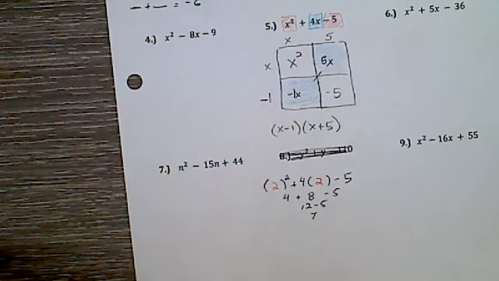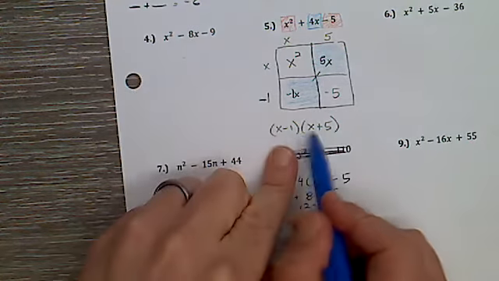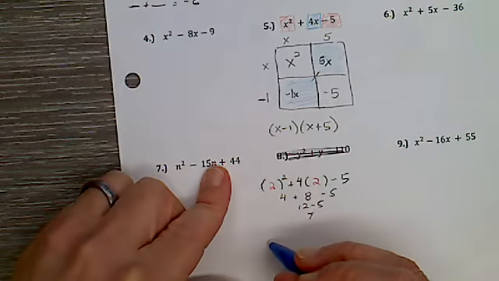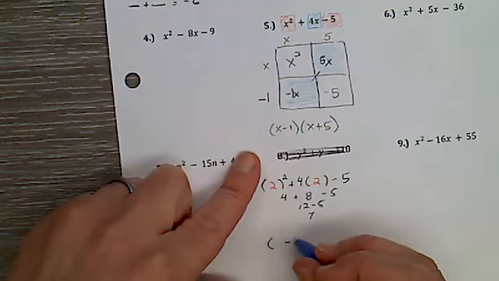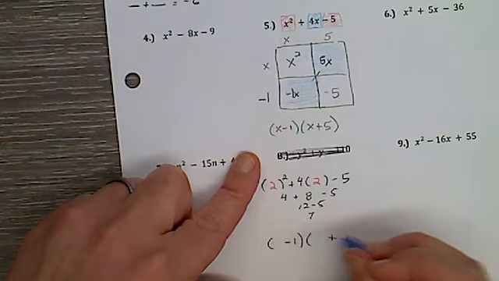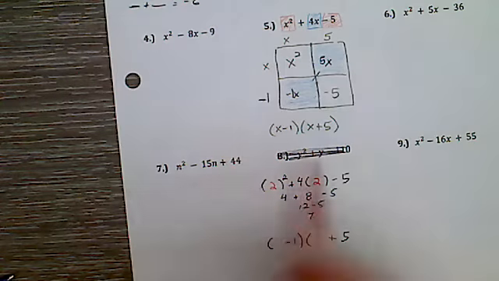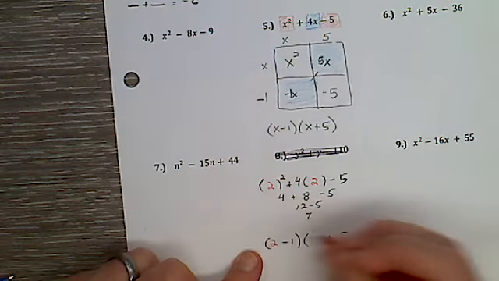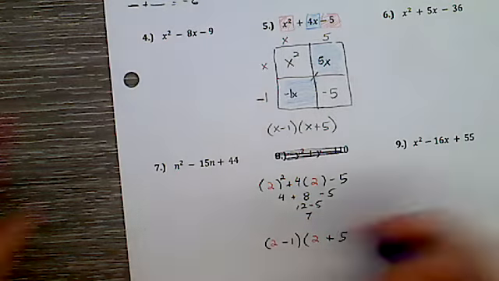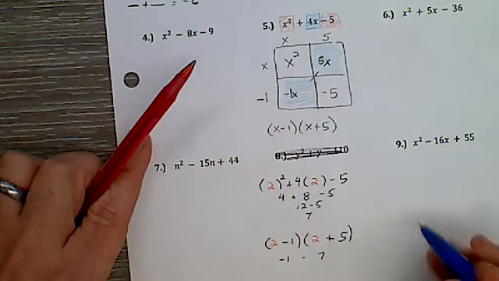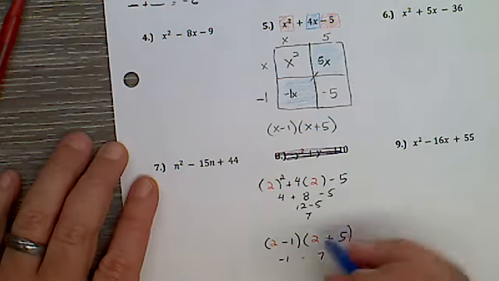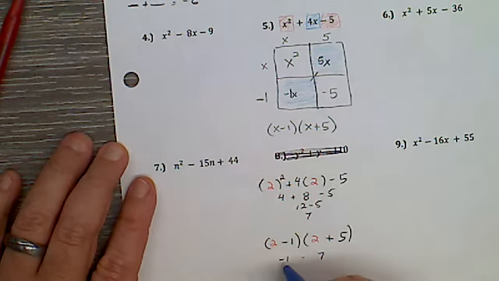Now, let's go to our other answer, which is x minus 1 times x plus 5. Let's plug in that same number 2 for x. See what I'm doing here? So this gives me minus 1 times 7. I'm sorry, 2 minus 1 is not minus 1.